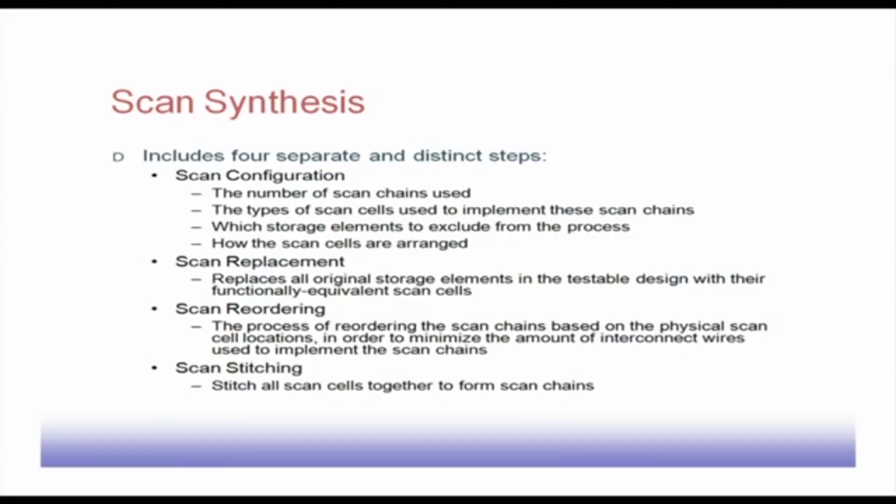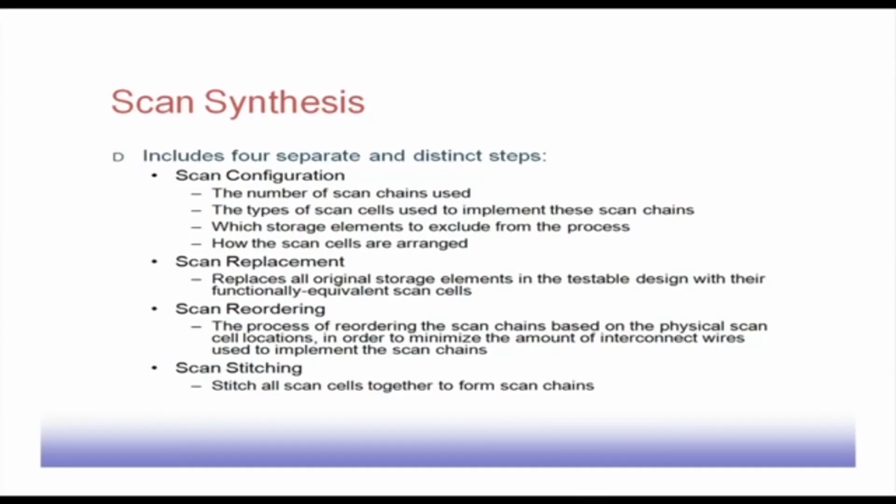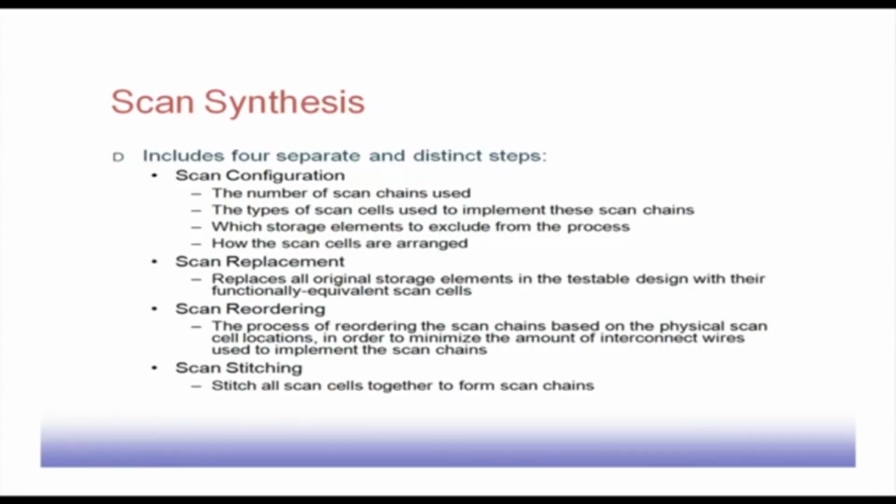The second thing is the type of scan cells used to implement these chains. We have seen that there are several types of scan cells, like the muxed D, then the two clock, then we have got LSSD. So which scan cells we are going to use for implementing these scan chains. Then which storage elements to exclude from the process. As we have said, there is a partial scan design, so which ones are to be excluded, which ones are to be considered, etc. And how the scan cells are arranged, that is, what is the order in which these scan cells will be put.